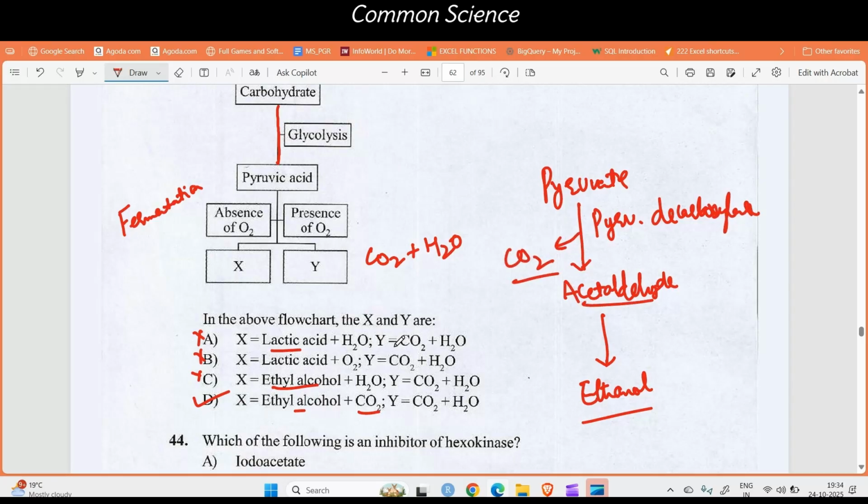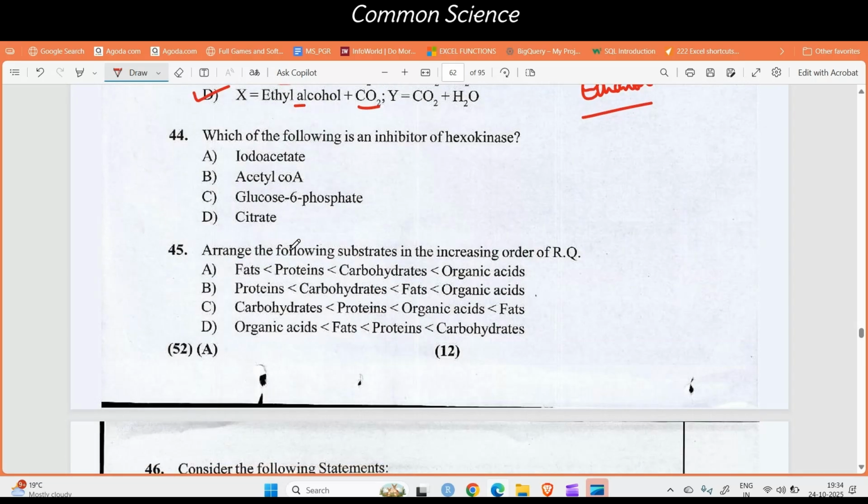Okay, moving on. Question number 44. Which of the following is an inhibitor of hexokinase? It's glucose 6 phosphate. That is, this glucose 6 phosphate gives a feedback loop. If the concentration of glucose 6 phosphate increases, it binds to the hexokinase and inactivates it. It's a kind of feedback loop.